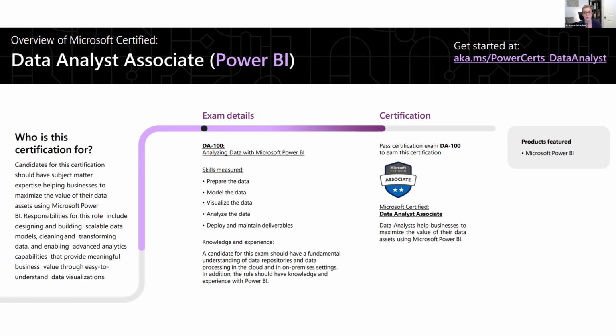It's for people who are using the tool. And the reason for that is that we want people to be able to demonstrate their expertise. We want this certification to mean something.